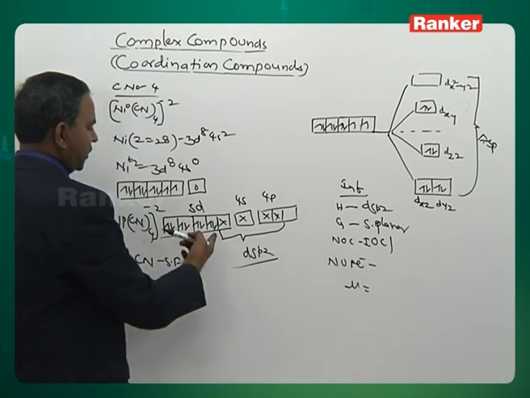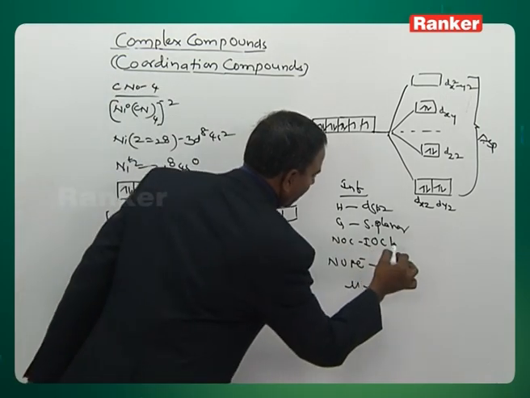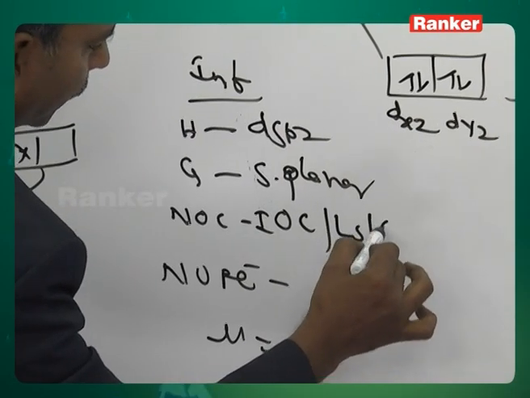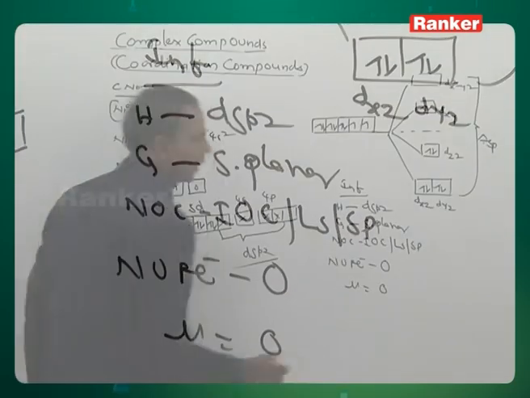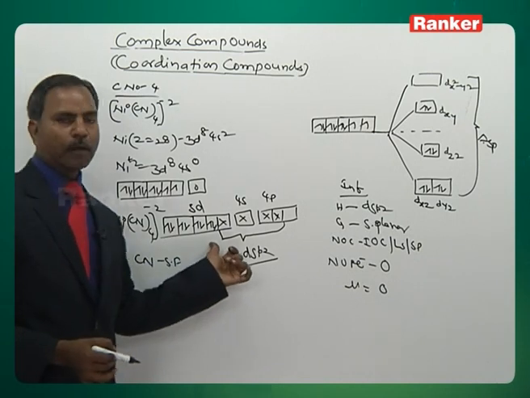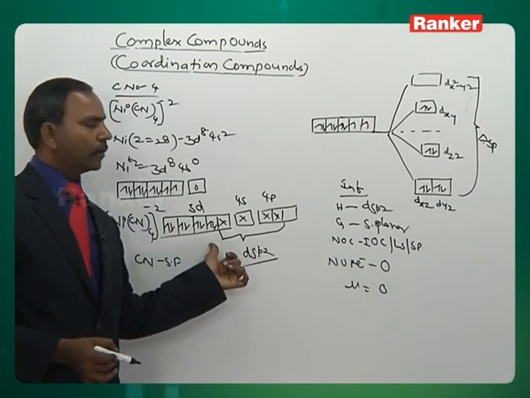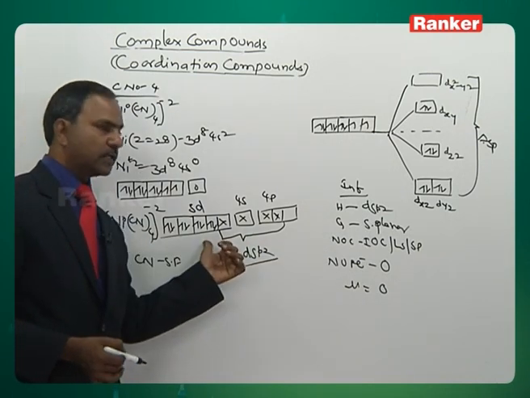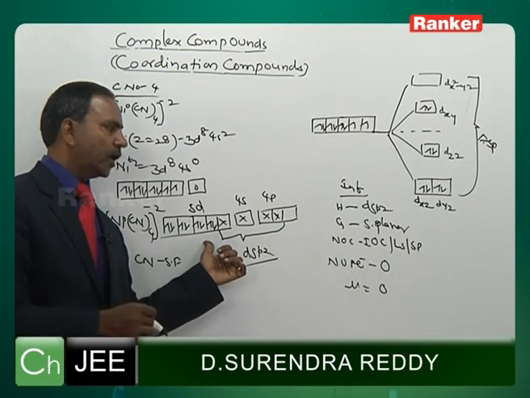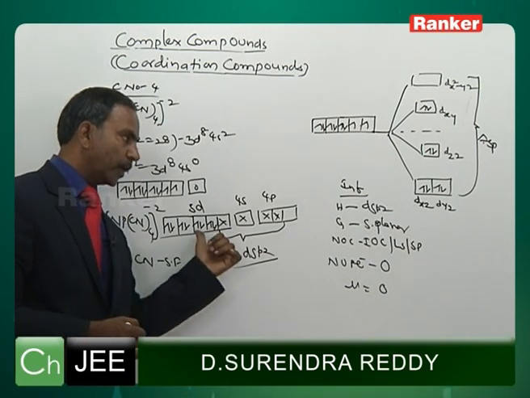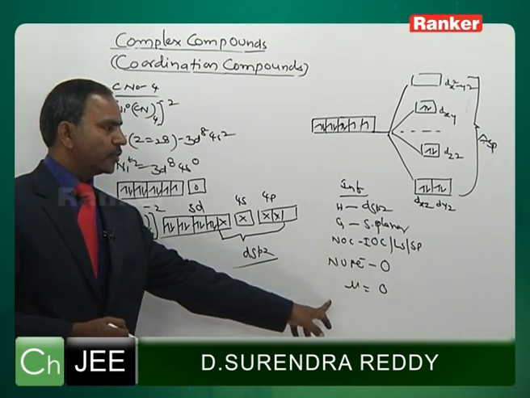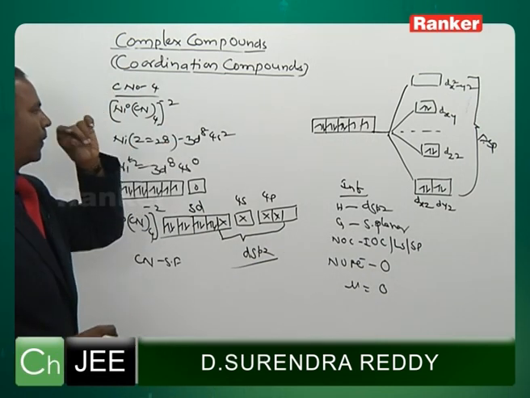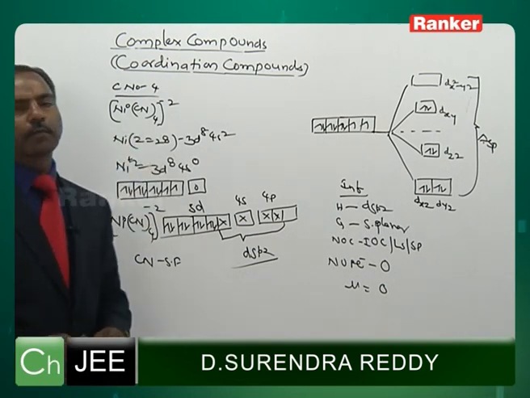Inner orbital complex, 3d is involved. Then you can say it is low spin or spin paired. Number of unpaired electrons 0, magnetic moment 0, as this particular complex is not carrying any unpaired electrons. Therefore the nature of the complex: 3d is involved, so inner orbital, low spin, spin paired, number of unpaired electrons 0, magnetic moment 0.